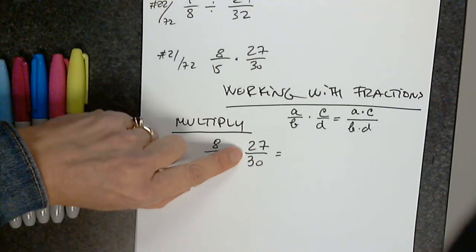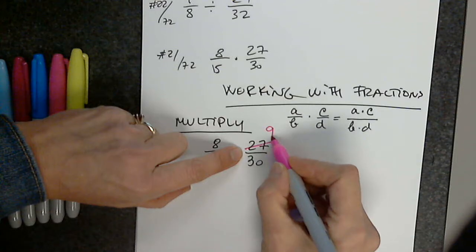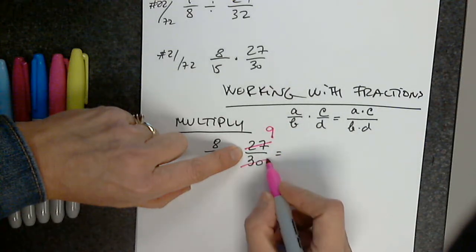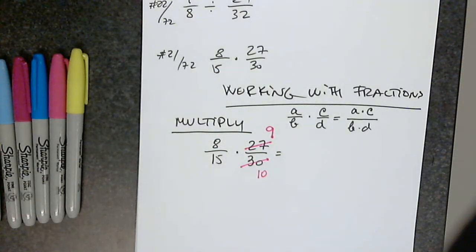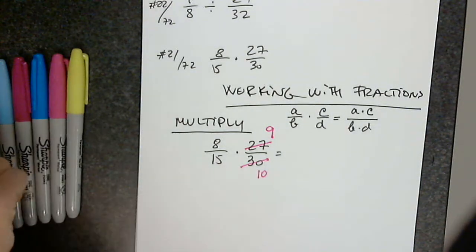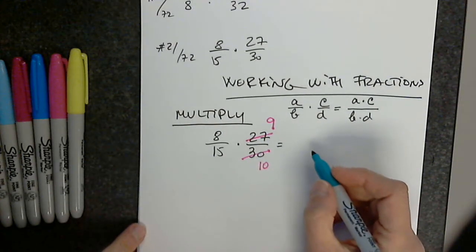27 and 30. Do they have a common factor? 3. So I will do this. 27 divided by 3 and 30 divided by 3. If I divide the numerator by a number, I have to divide the denominator by the same number. I can simplify. So the new fraction now is, can anyone dictate?